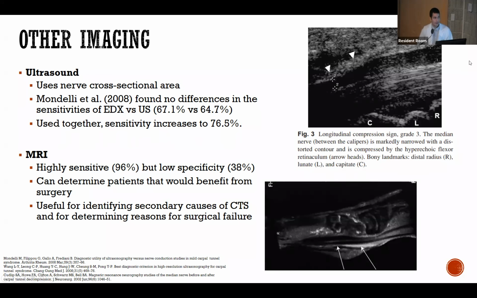One thing is that based on evaluation of the MRI, you can determine which patients might benefit from surgery. It's not perfect though, because it's based on anatomy as opposed to patient symptoms. But the issue with MRI, of course, is that it's pretty expensive compared to something like ultrasound or electrodiagnostic studies. So really the niche it's found for itself is for patients who have secondary carpal tunnel syndrome, maybe like a nerve sheath tumor or some other compressive thing, or for determining the reasons why surgeries failed.